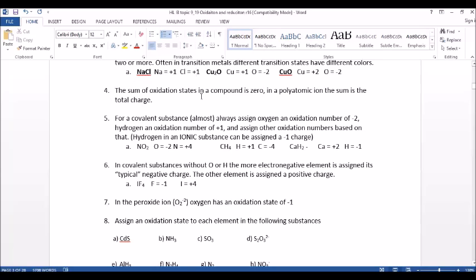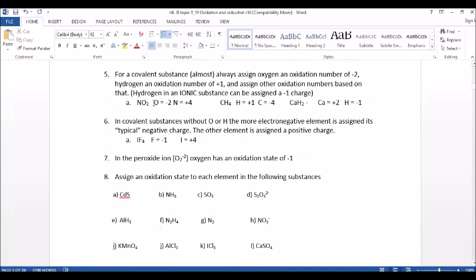Just a little rule: the sum of the oxidation states in a compound has to be 0. That's what I'm doing here. I'm assuming these things have to add up to 0. So that's why Cu has to be +1 here. In a polyatomic ion, though, if we're asked to find those oxidation states, the sum would be the total charge. And we'll look at some examples here.